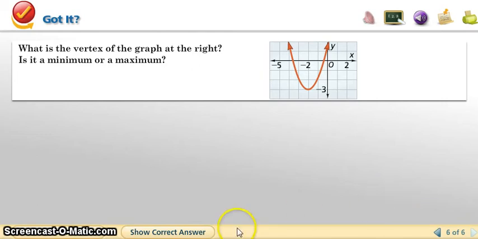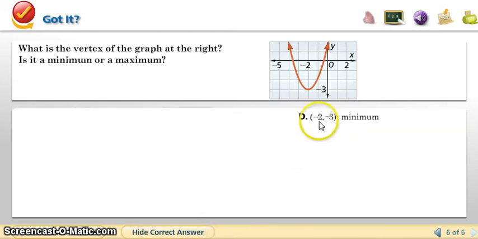The correct answer to this is -2, -3. That should be very simple, identifying coordinates. And it is a minimum. This is the lowest point on the graph. So that is a minimum.